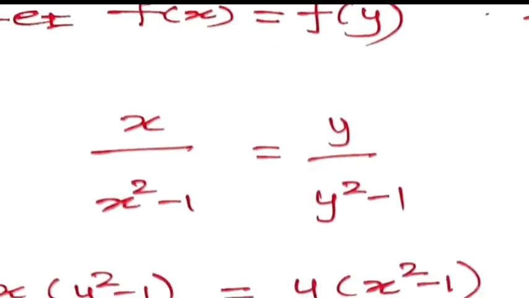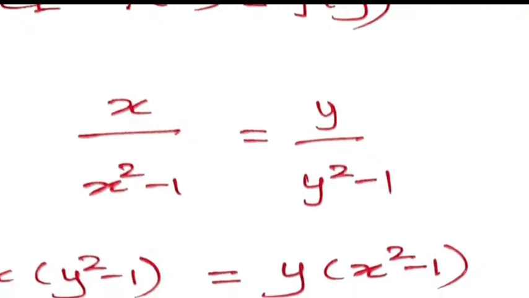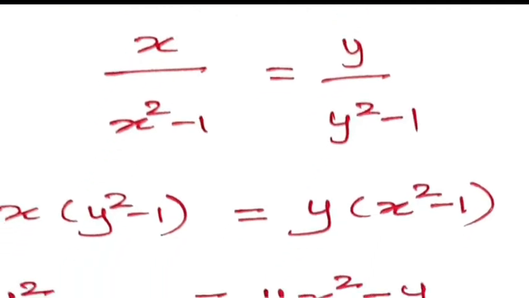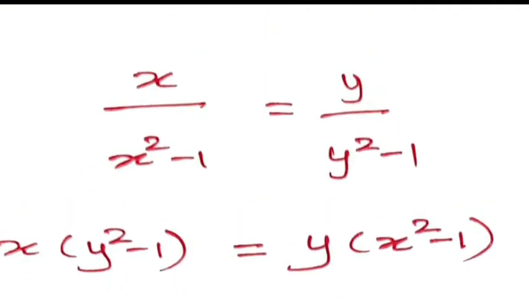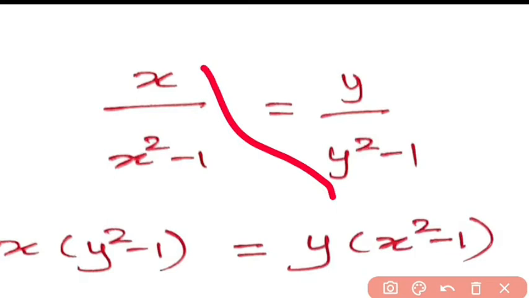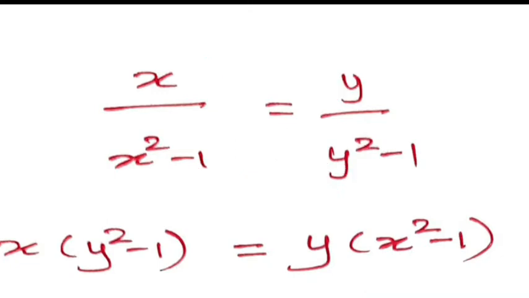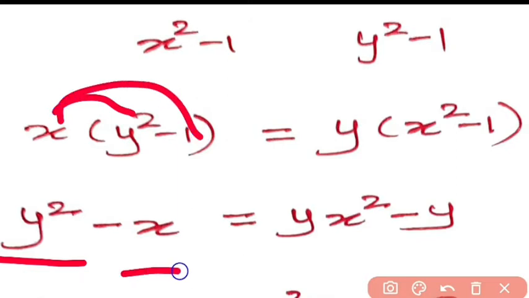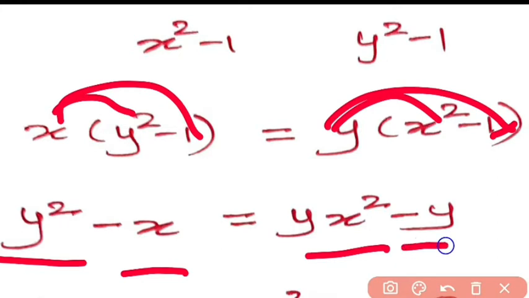f of x value is x by x square minus 1, and we assume f of y equal to y by y square minus 1. Next we do cross multiplication here: x into y square minus 1 and y into x square minus 1. Next we get x into the bracket: x y square, x into minus 1 minus x, y into x square, y x square, y into minus 1 minus y.